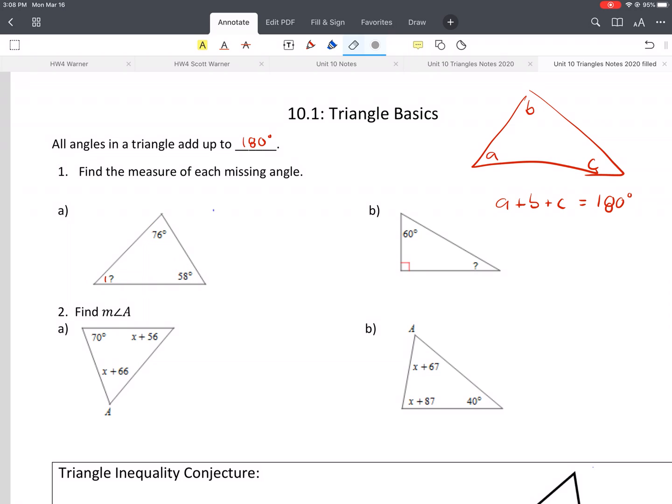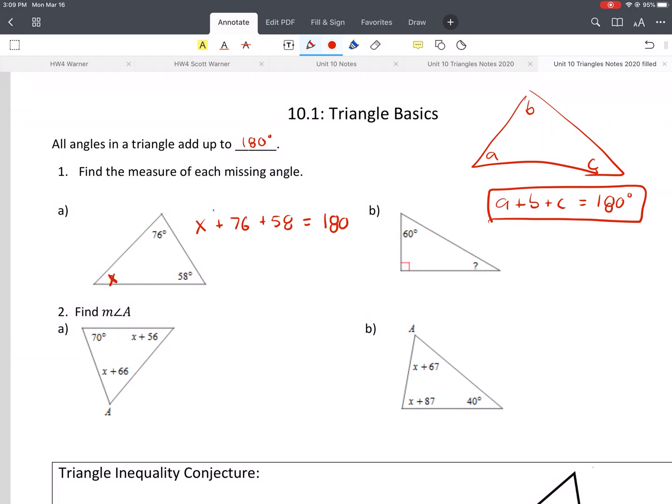It says find the measure of each missing angle. On MathSpace, it'll probably have it as an X, and they'll say find or solve for X. To come up with this problem, you have the same setup as over here: x plus 76 plus 58, and all three of those angles have to add up to give us 180.